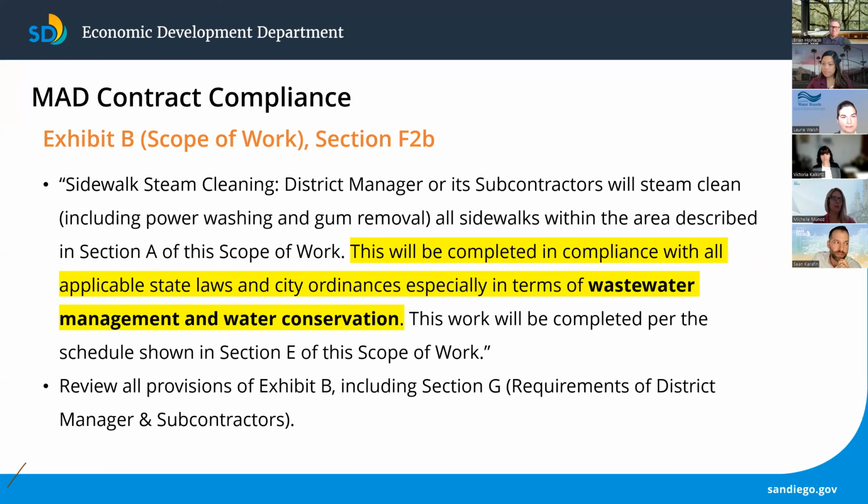I wanted to bring your attention to two sections within the contract that are both applicable to power washing.